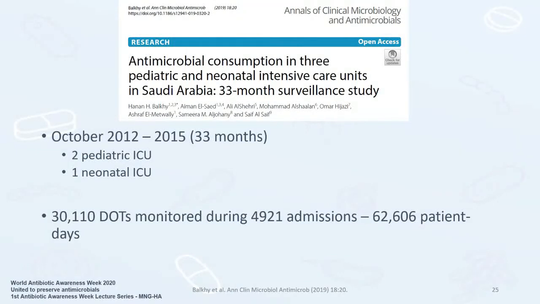The main point here is that they looked at DOTs rather than DDDs and DOTs. And this is, as I mentioned, because of the limitation of using DDDs in pediatrics and neonates.